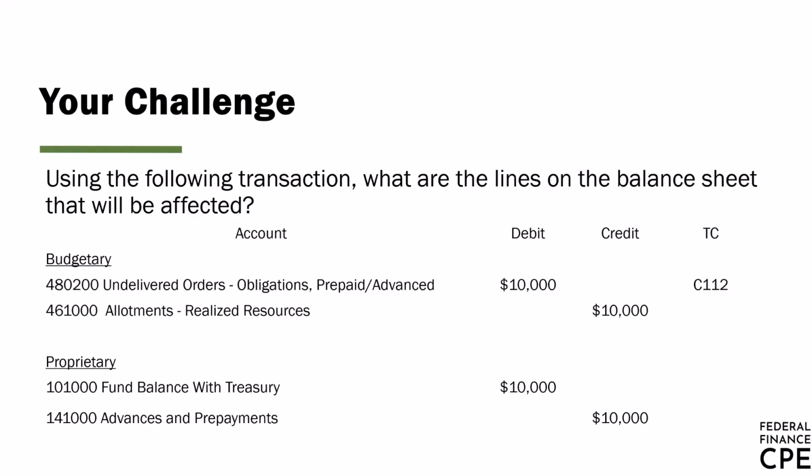And we have a budgetary entry of a debit to 4802.0 and a credit to 4610. And our proprietary entries is 1010 debit and credit to 1410. Let's figure out which lines of the balance sheet are going to be affected. And before we start, just a reminder, budgetary accounts are not reported on the balance sheet.